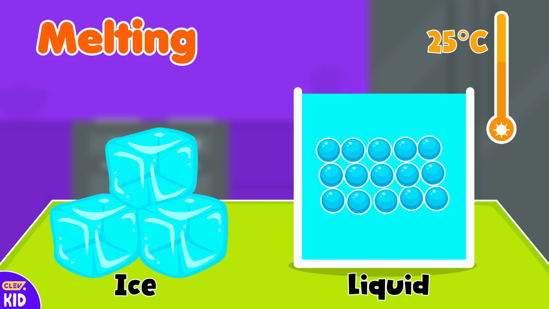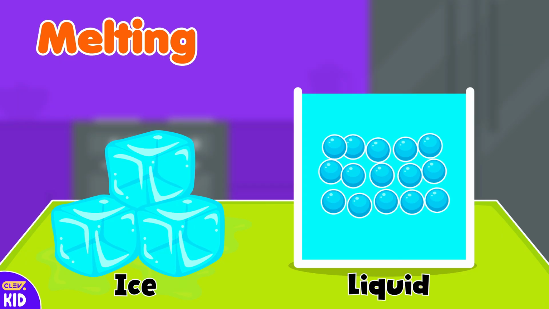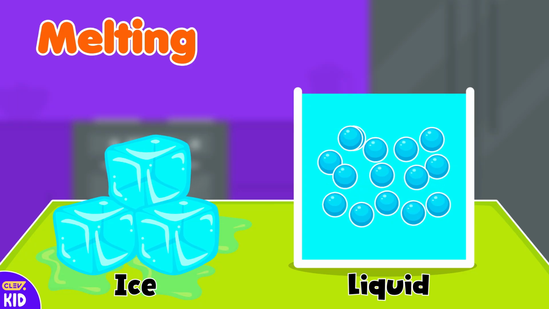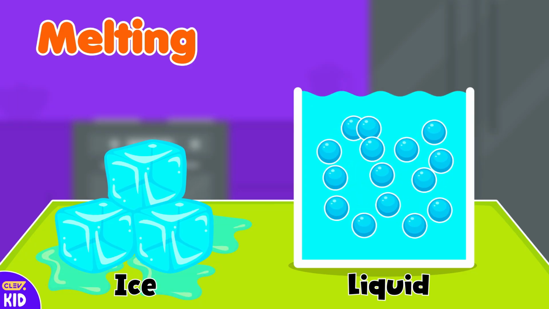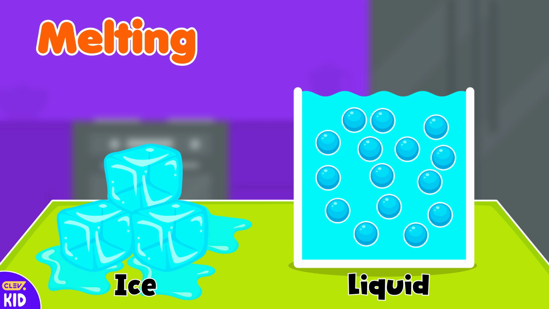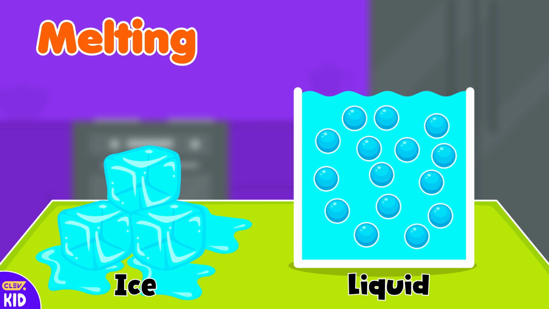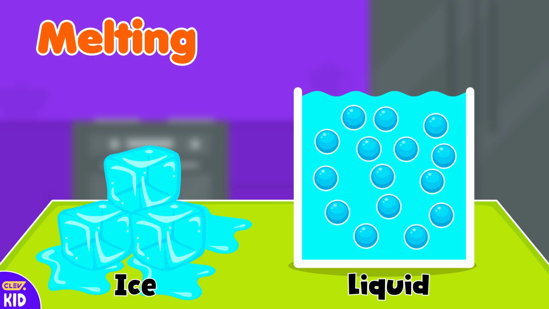The heat gives energy to the particles, and they begin to move faster. As they gain more energy, they start to loosen up and create more space between each other. Little by little, the solid ice begins to lose its rigid structure and slowly turns into liquid. This process is called melting.